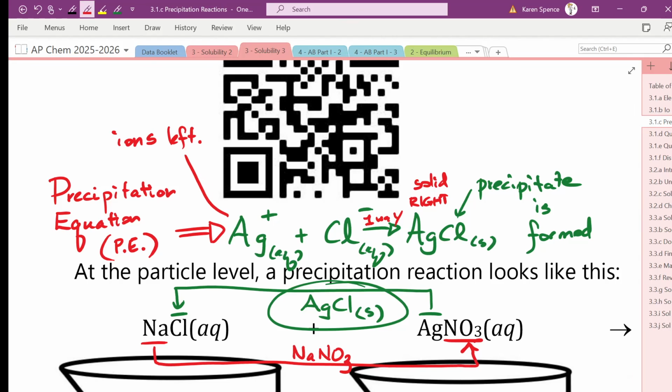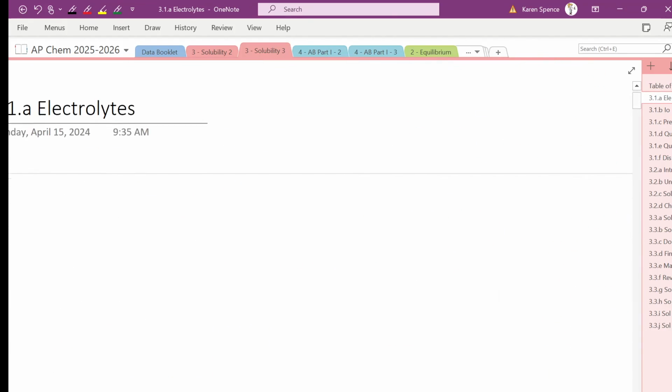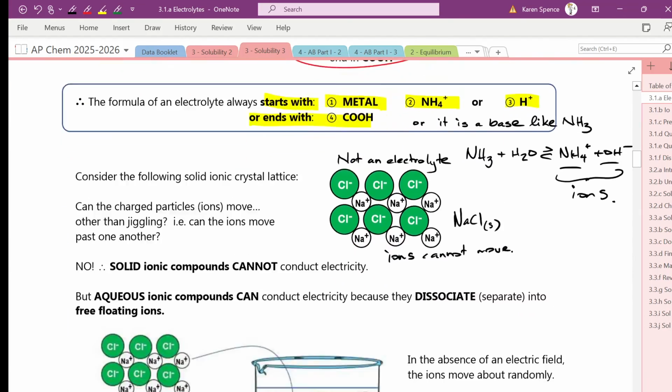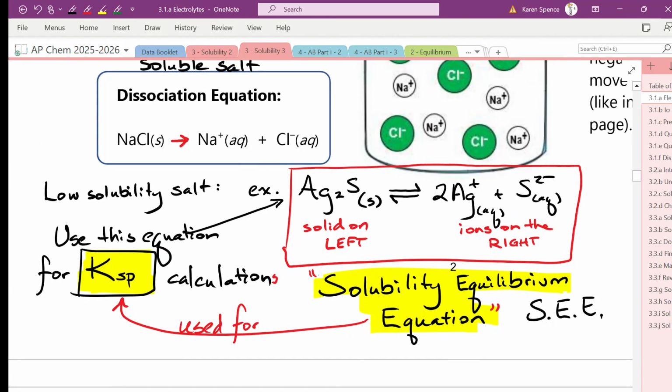If you're doing anything with KSP, you're going to use the other form, which is this one. So anytime you're asked something about the KSP, also the solubility, how soluble is it, you're more concerned about the ions than the precipitate. Don't worry, I will harp on this a lot.